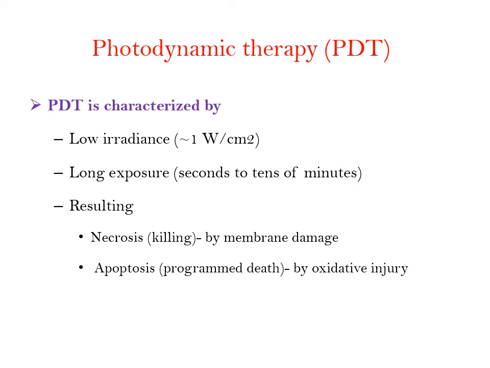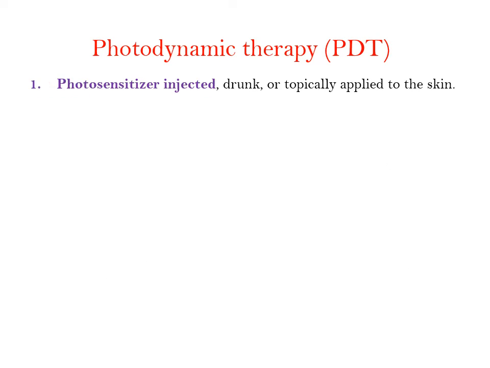So photodynamic therapy is characterized by low irradiance, using mainly 1 watt per centimeter squared laser light, with long exposure that ranges from seconds to tens of minutes. The result will be necrosis, which is killing by membrane damage, and apoptosis, which is programmed death caused by oxidative injury.